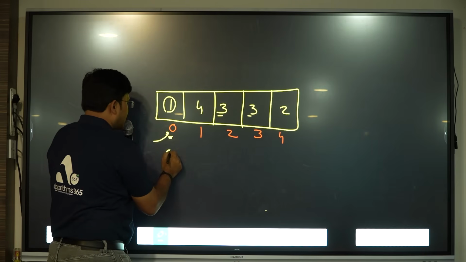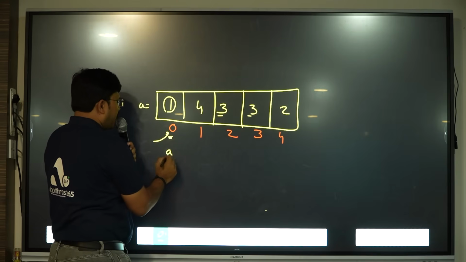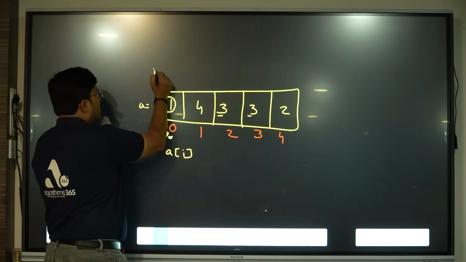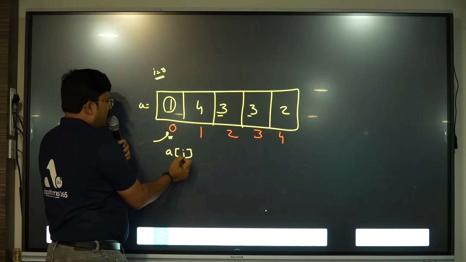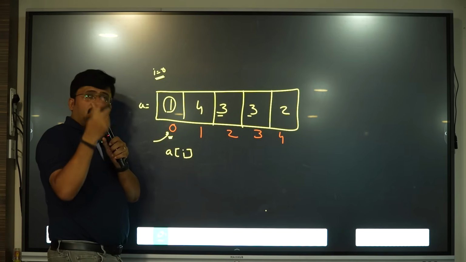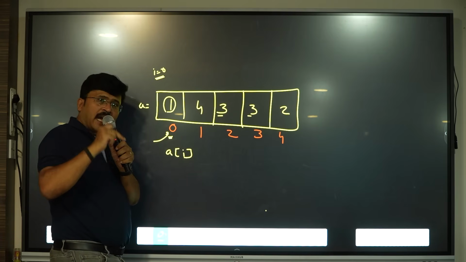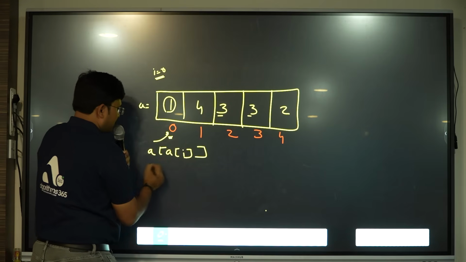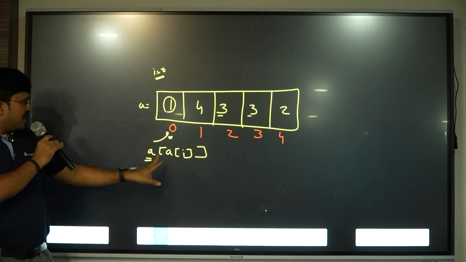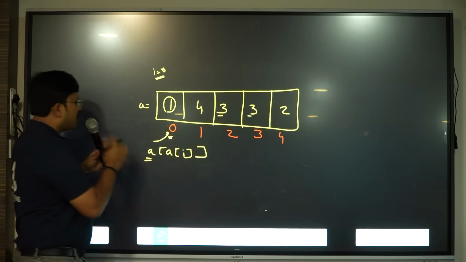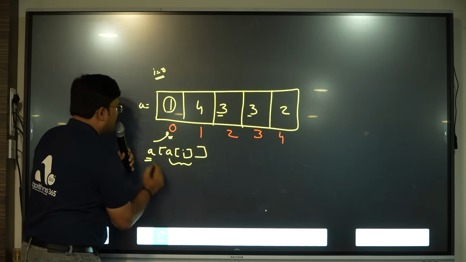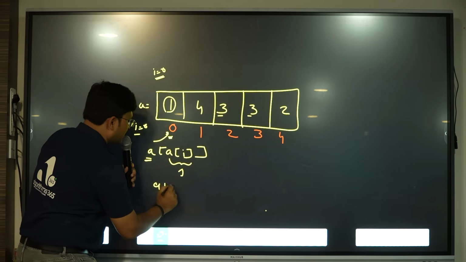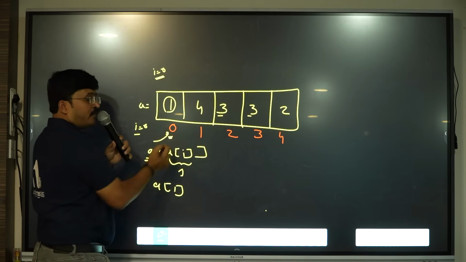How to write that code? Let's say this is an A. So A of I. Now I is equal to what? I is equal to 0 initially, right? So A of I, the value is 1. You have to go to the value at that index, which means you have to write it like this: A of A of I. The I is 0, right? So A of I is 1. Now A of 1 is what? A of 1 is 4.